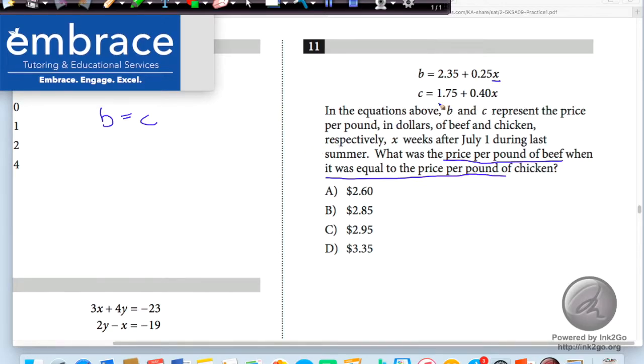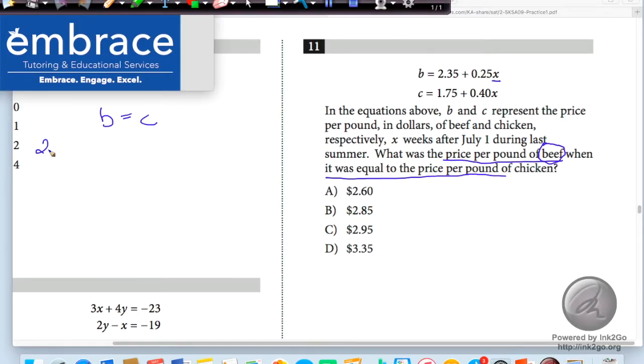Now, when I isolate and solve for x, I can then take that x, and I can essentially plug it back into either of these equations to figure out what the total price per pound of beef is, or what is the total price per pound of chicken. This question is asking me, what is the price per pound of beef? So I first want to begin by setting these equations equal to each other. So I see B equals C.